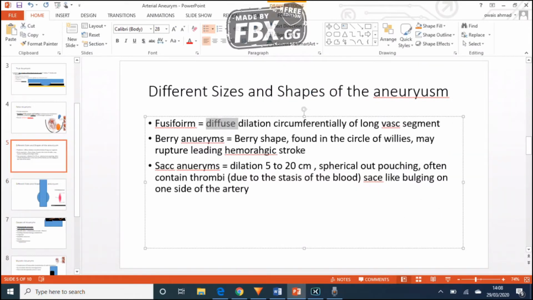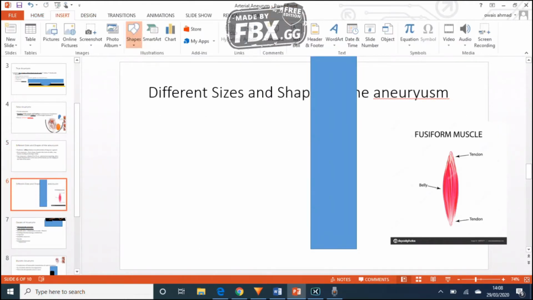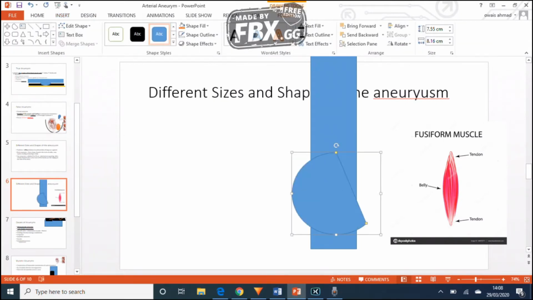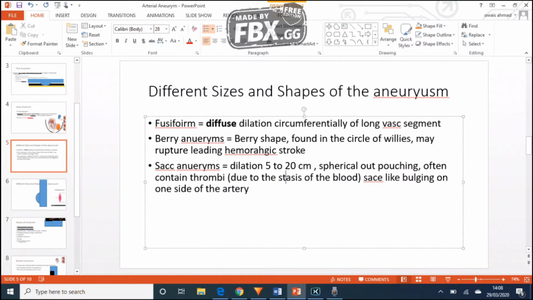And then there's going to be a sac aneurysm. Sac aneurysm basically means a sac. It can be on one side only. So as we were mentioning over here, I would totally delete that, and then I would add what a sac aneurysm is. I would just make it somewhat like this, and then obviously two for better explanation. This is the aneurysm, just on one side. It's a true aneurysm, just on one side. And it's going to be 5 to 20 centimeters. Spherical outpouching, contains thrombi due to stasis of the blood, and the sac is going to be bulging out on one side of the artery. Like I said previously, one side of the artery.